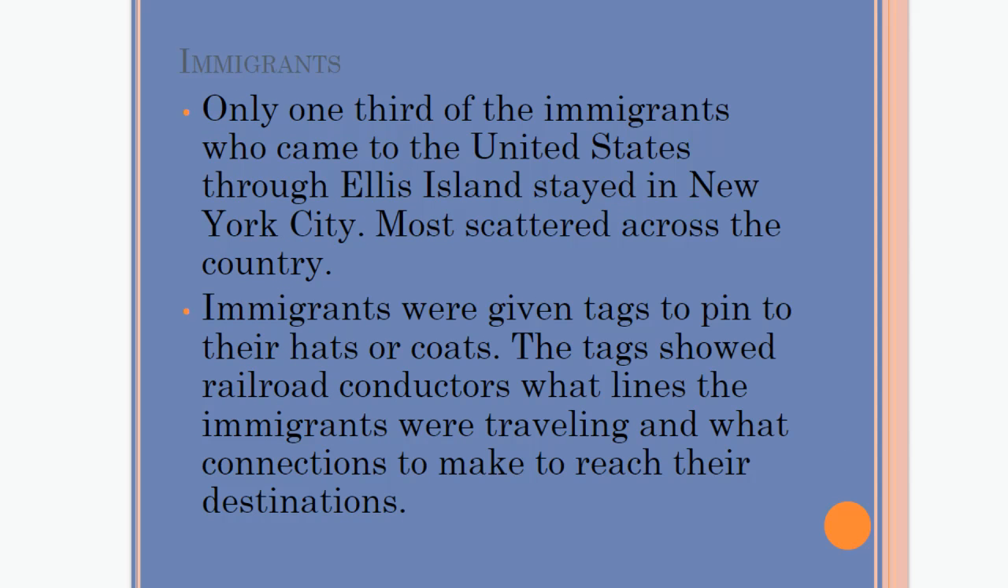Only one third of the immigrants who came to the United States through Ellis Island stayed in New York City, most scattered across the country. Immigrants were given tags to pin to their hats or coats. These tags showed the railroad conductor what line the immigrants were traveling and what connection to make to reach their destination. Now, I think this first part is really significant, especially if you've ever been to New York City.